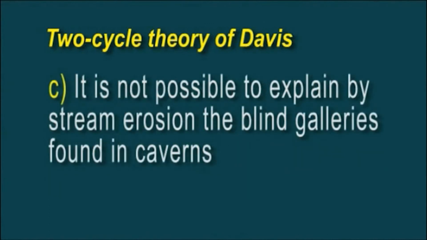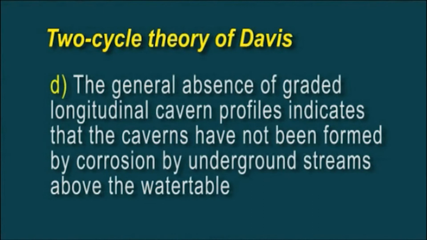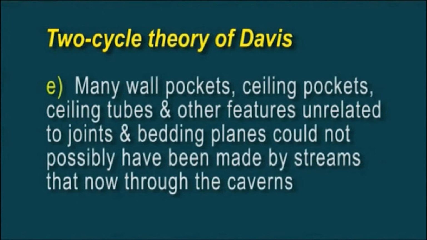Number 3. It is not possible to explain by stream erosion the blind galleries found in caverns. Number 4. The general absence of graded longitudinal cavern profiles indicates the caverns have not been formed by corrosion by underground streams above the water table. Number 5. Many wall pockets, ceiling pockets, ceiling tubes or other features unrelated to joints and bedding planes could not possibly have been made by streams that now flow through the caverns.